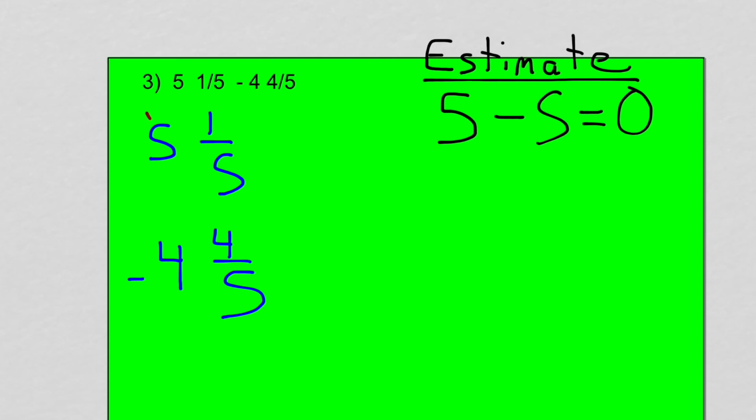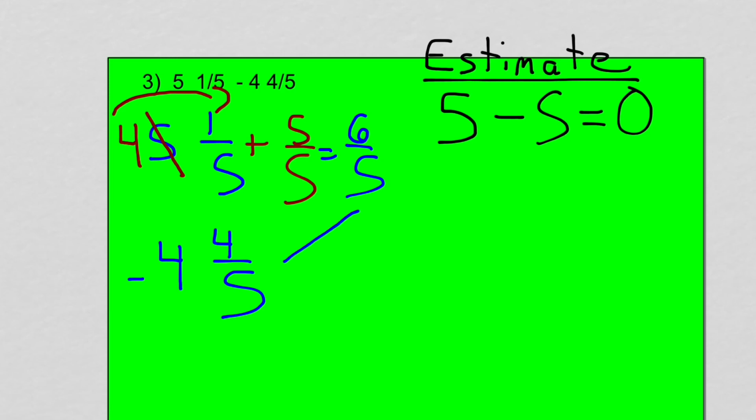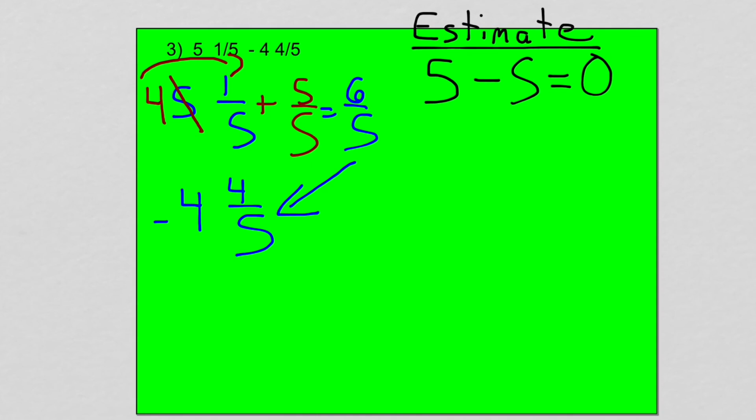So I'll borrow 1 whole from the 5, and I'll cross out that 5 and make it 4. I'm going to take this 1 whole over here and add it on, but it's not going to be written as 1 whole. I want to be able to add it on to 1 over 5, so I'm going to write that 1 whole as 5 over 5. Then I have the ability to add up these two fractions and have a fraction that's larger than that one. So 1 over 5 plus 5 over 5 is 6 over 5. And now I can subtract 6 over 5 minus 4 over 5. So we'll go and do that.